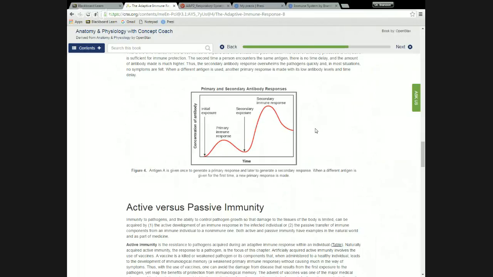But still, the difference between this peak here and this peak here is exponentially greater, probably 4 or 5 times as many antibodies. So if the peak of the first curve is 1, the peak of the second curve is going to be 1,000, 10,000, something like that.